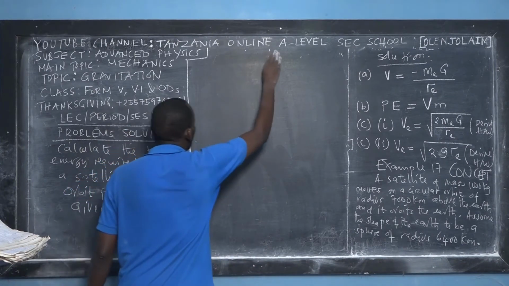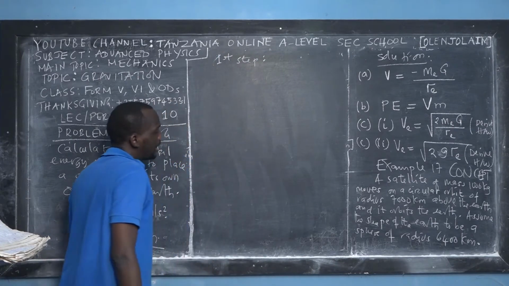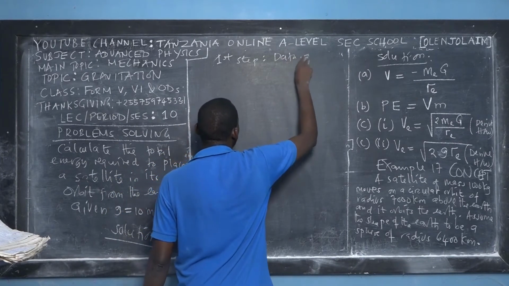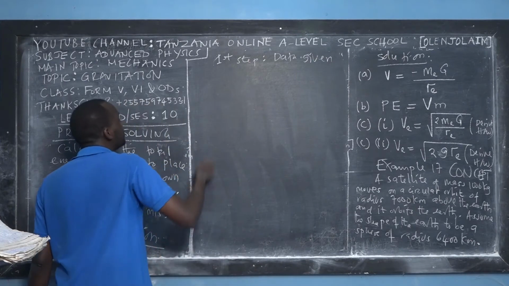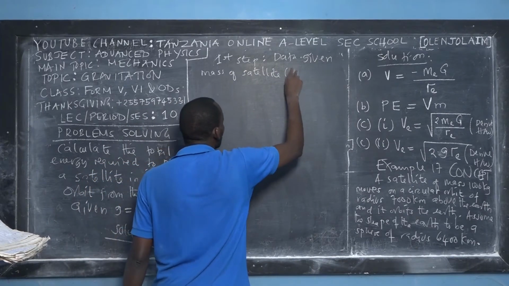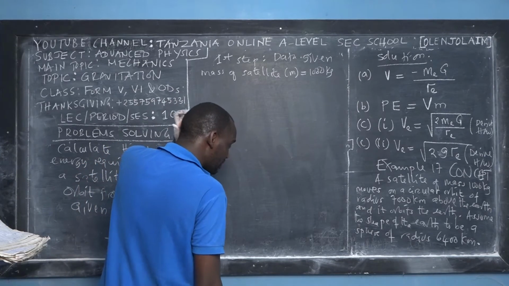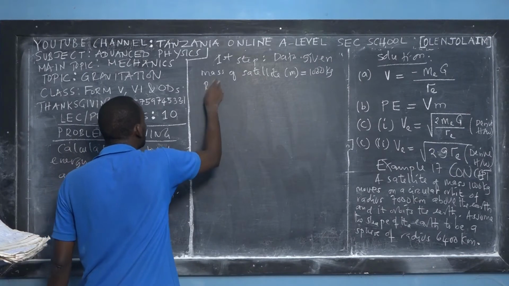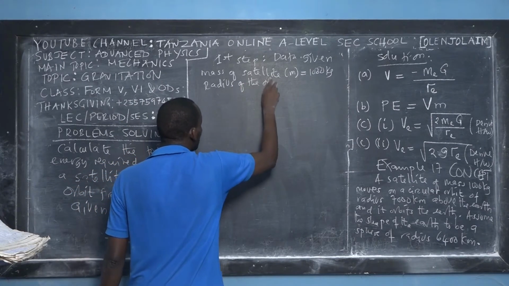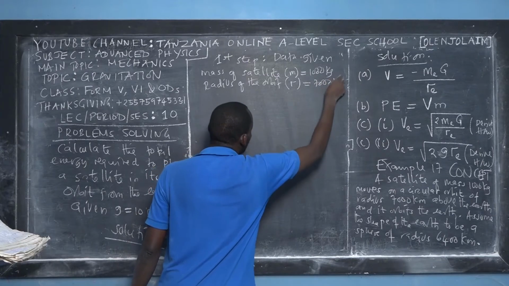So, solution. We'll be following a number of steps in solving this problem. The first step: start with the data given, to simplify the problem, because it's a little bit complex the way it is. Mass of the satellite, with notation m, is equal to 1,000 kilograms. Then it orbits at a radius of 7,000 kilometers. So the radius, not the height, radius of the orbit, let's say r, is equal to 7,000 kilometers.